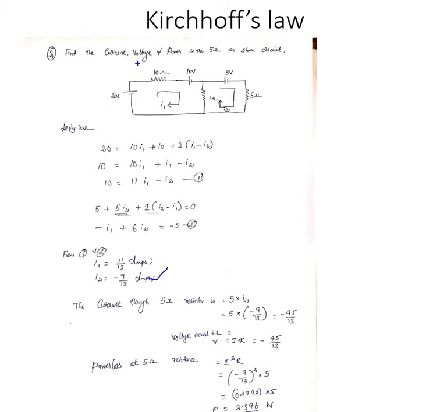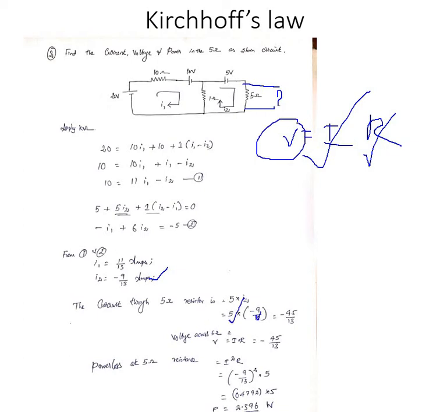Then what is the voltage across this point? You know Ohm's law: V is equal to I into R. Do you know I? Yes, I know, minus 9 by 13. Okay, R value, do you know? Yes, 5 ohm. Then substitute and find out the V value. So here, Ohm's law, I into R, then the answer is written. This is the voltage across.